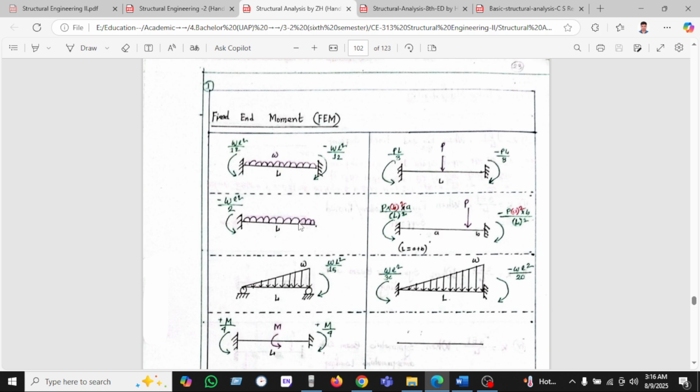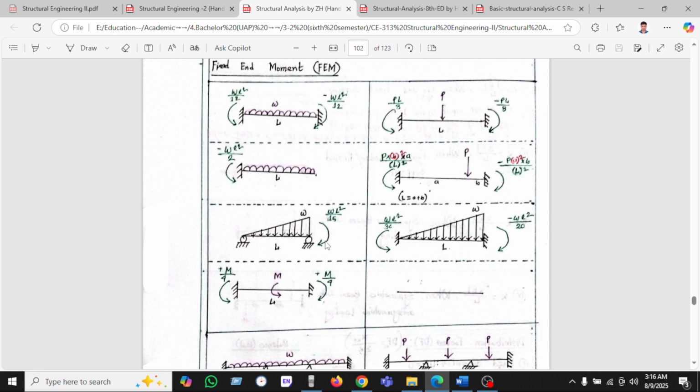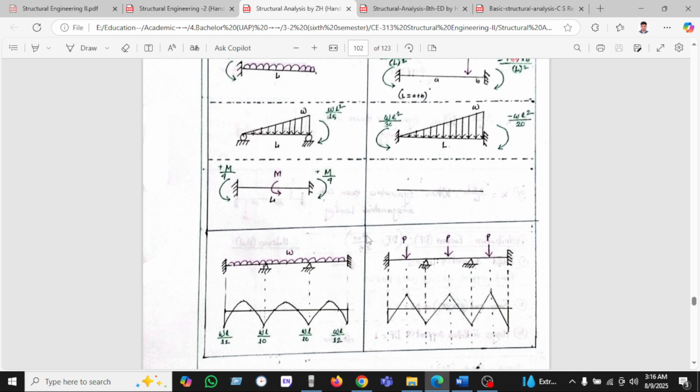In the cantilever, fixed with UDL, it is WL square by 2. Then there are the formulas Pab square divided by L square and Pa square b divided by L square, and it will be WL square by 12, WL square by 12, and WL square by 30. And for this phenomenon, it will be M by 4, and for this we can see WL square by 12, WL square by 10, and 12.